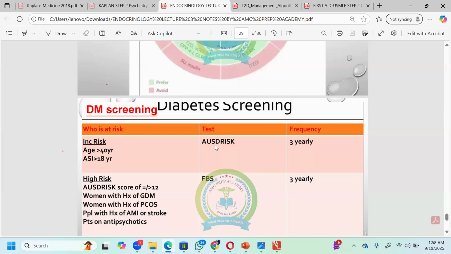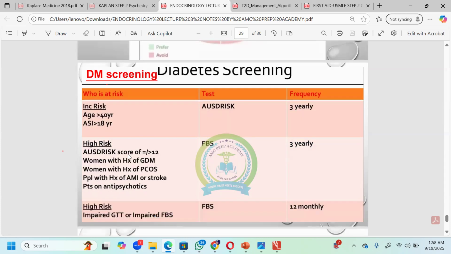What is the AUSDRISK score? This score is to calculate the risk of diabetes mellitus developing in future. So if the score is greater than 12, the patient is in the high risk group. In the AUSDRISK score, we will calculate the age, gender, ethnic group, like this. According to this, we will give the score and calculate the total score. According to this, we have to categorize the patient.